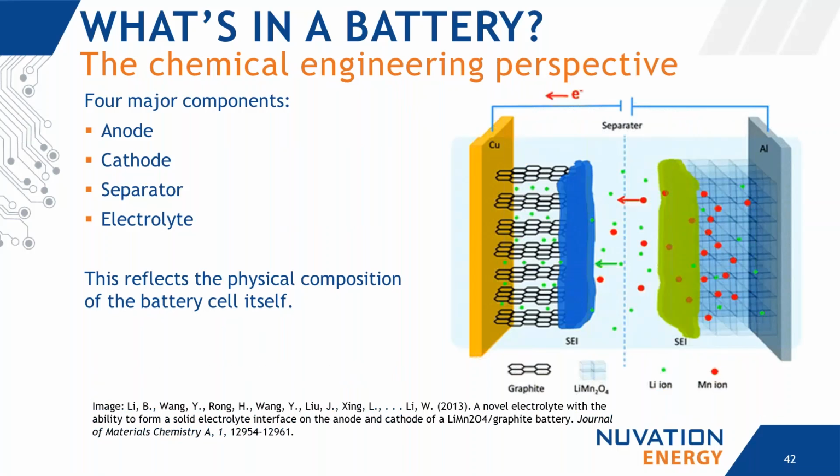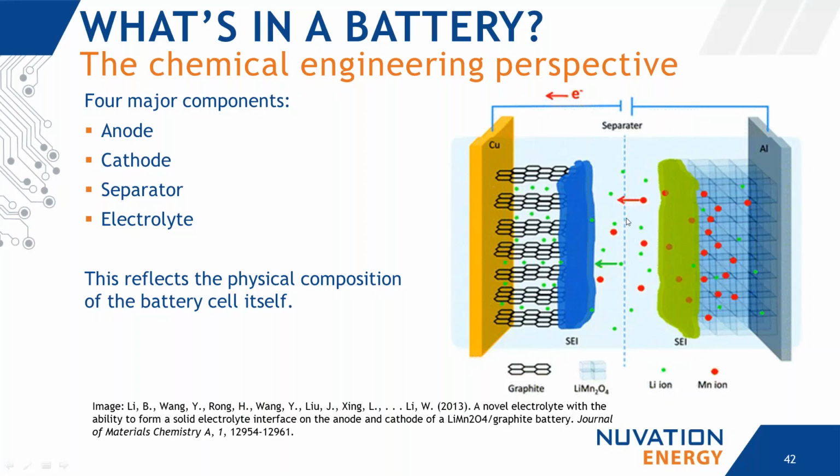If you ask a chemical engineer what's in a battery, you'll get four major components: the anode, the cathode, the separator, the electrolyte. And this actually reflects the physical composition of the battery cell itself. If you were to go and cut this battery open and look inside, these are the components that you would find. But please don't try this at home, it's a bad idea. We'll just work with diagrams.